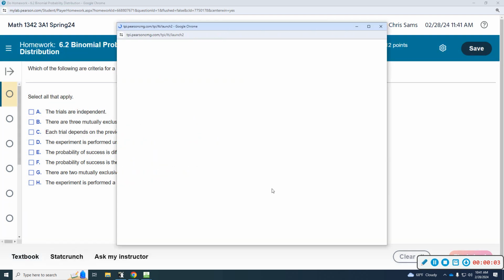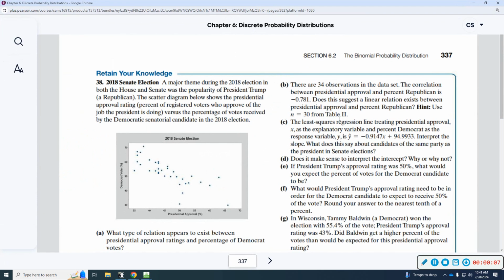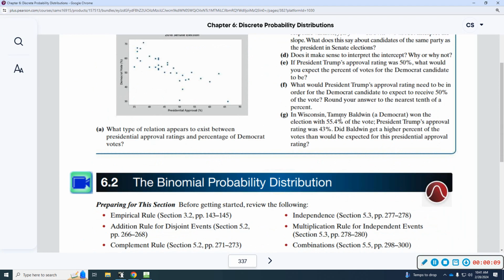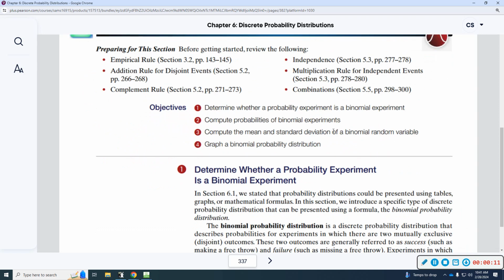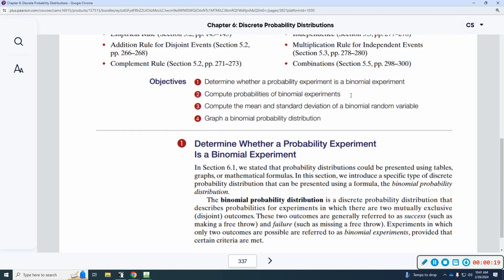Alright, today we're going to be looking at section 6.2. That's the binomial distribution. So the learning objectives are laid out here. We want to determine whether the probability experiment is binomial. We're going to compute some binomial experiments, find the mean, standard deviation, and graph it.